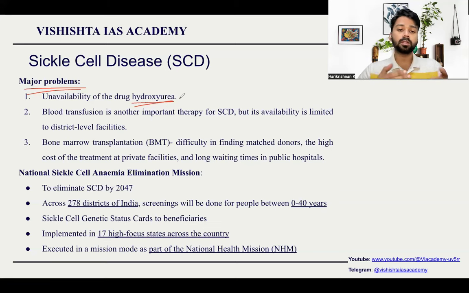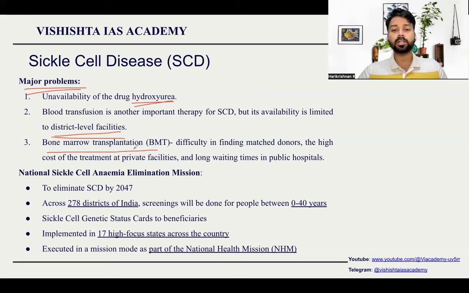And another big problem, sickle cell disease mostly affects tribal people. They have some genetic syndrome. They carry forward the genetics for sickle cell disease. So for a tribal person to go and access the tertiary healthcare for hydroxyurea, which is actually sold at a higher cost, is impossible. So that is a major problem. Blood transfusion is another therapy, but it is again available in district levels only, not in primary and secondary healthcare.